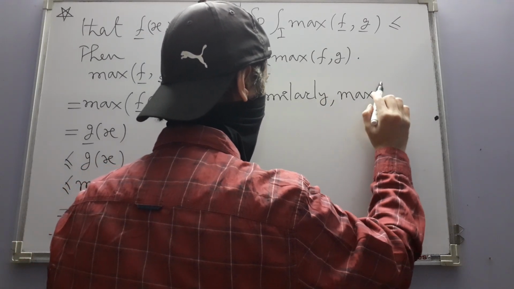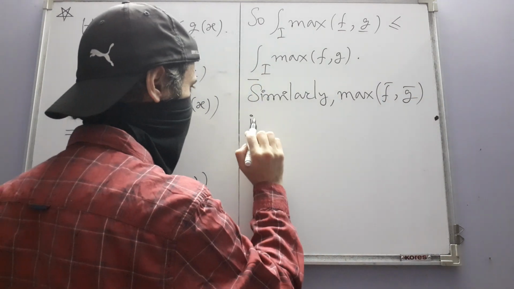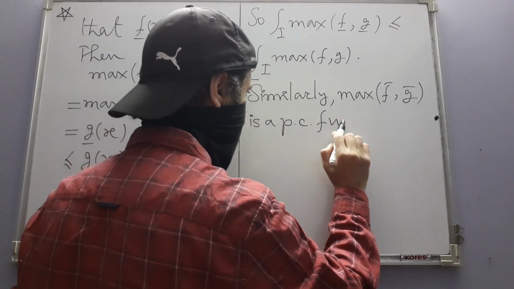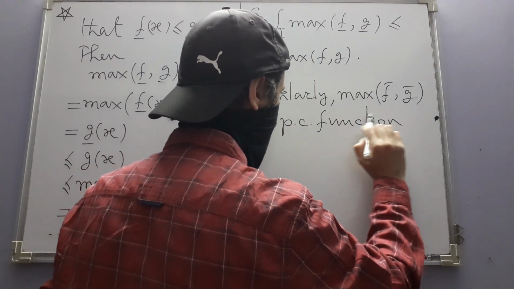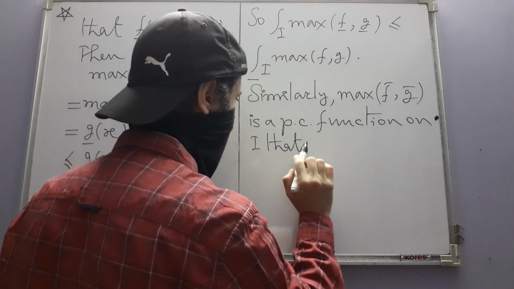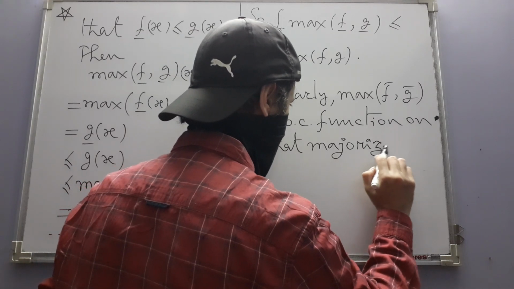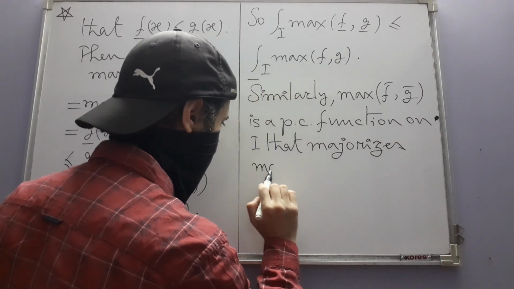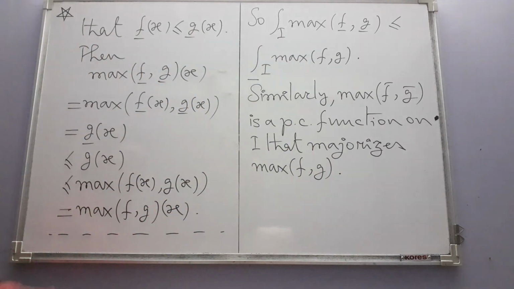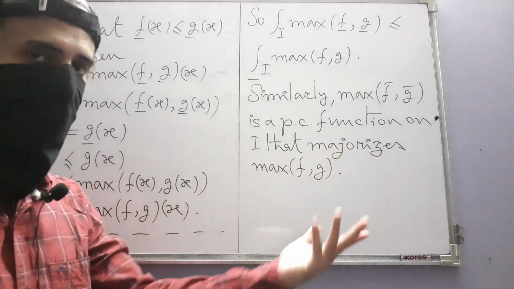Max of f bar and g bar is a PC function on I that this time majorizes max of f and g. The justification will be similar. Okay, so I just leave that to you.